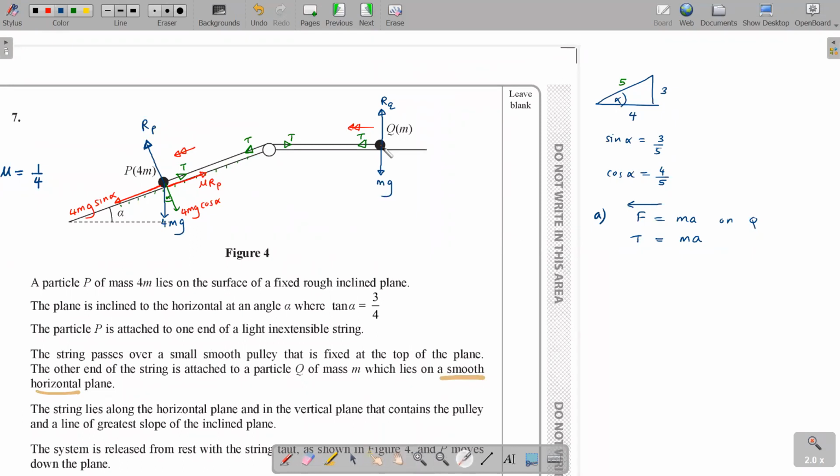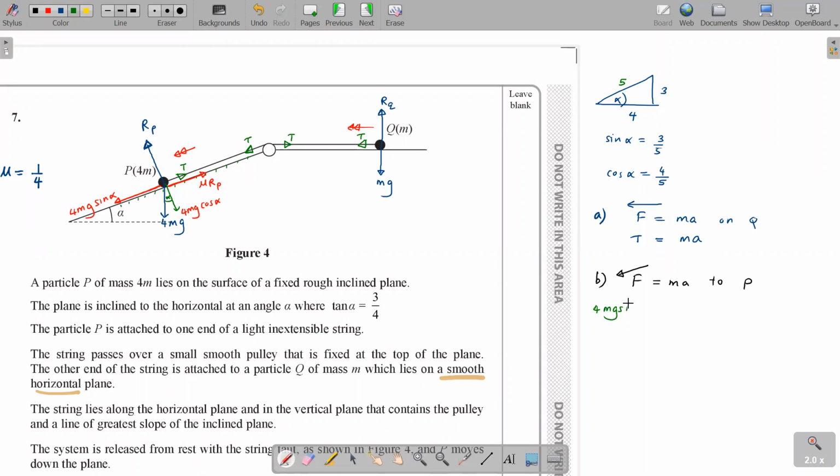So what's the next thing that's remaining for us to do? In these kinds of questions, we next apply F equal ma to our other particle. So what's our other particle? We apply F equal ma to particle P, and particle P is moving down along the plane. So apply it down along the plane, in the direction that your object is moving. When we apply it down along the plane, can you all tell me what the forces are along the plane?